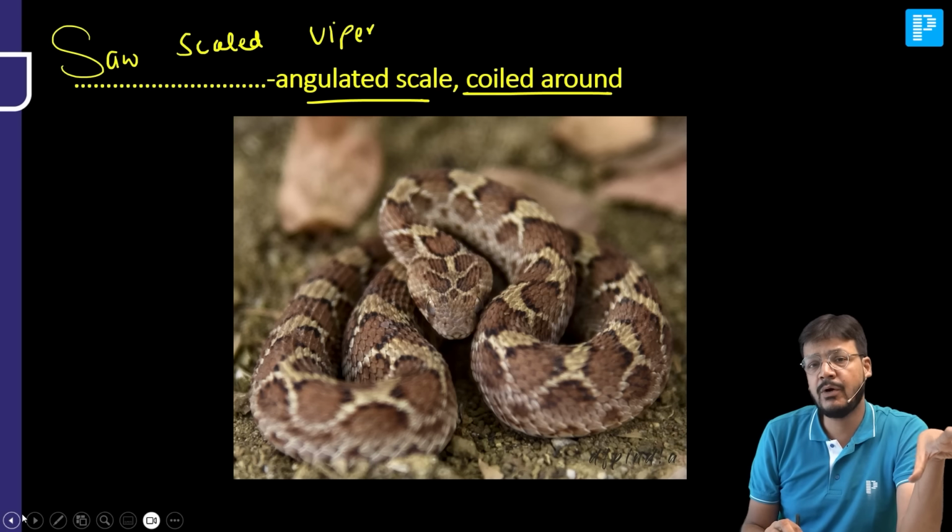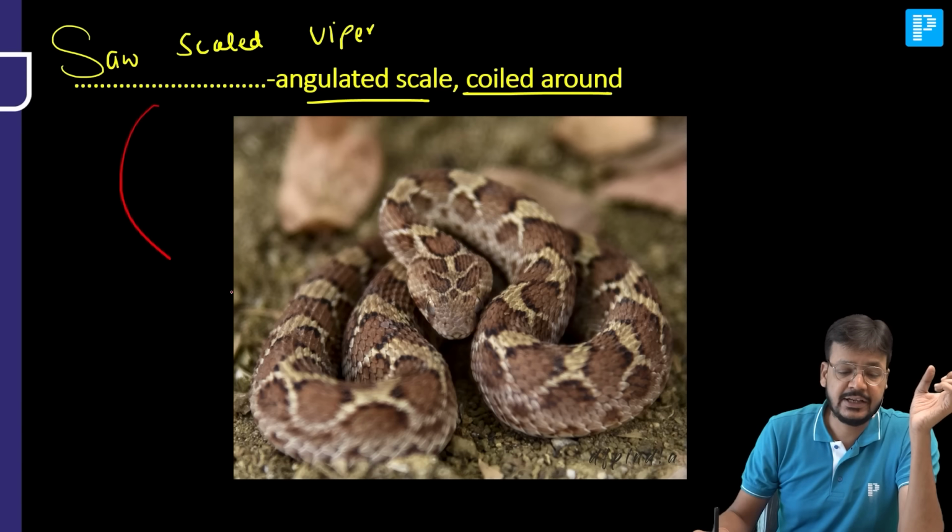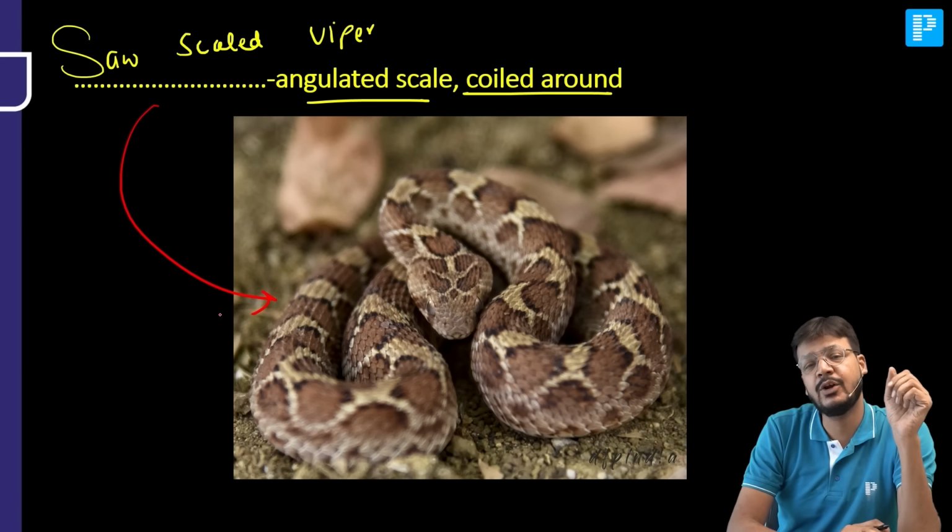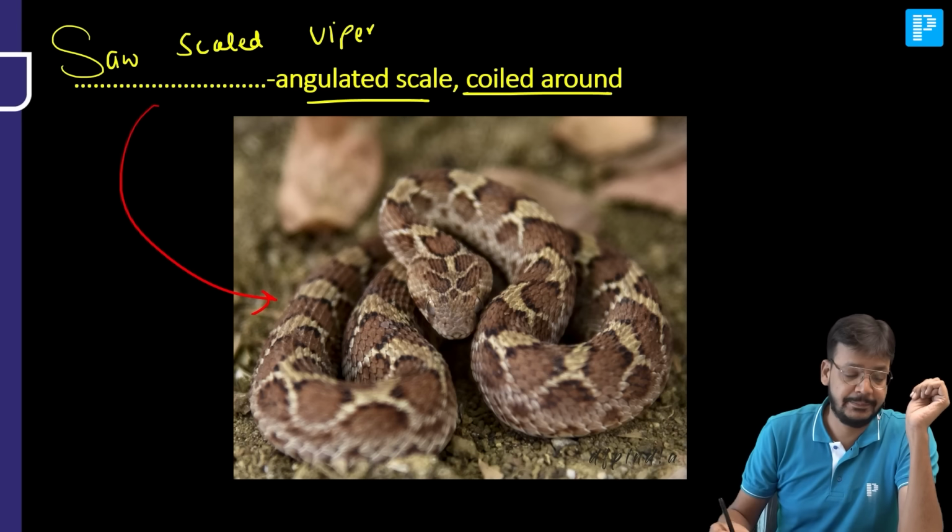Now that was the 3 brown row scale, my dear friend. This is a saw scale viper. It has angulated scales and is coiled around. It's a saw scale viper.